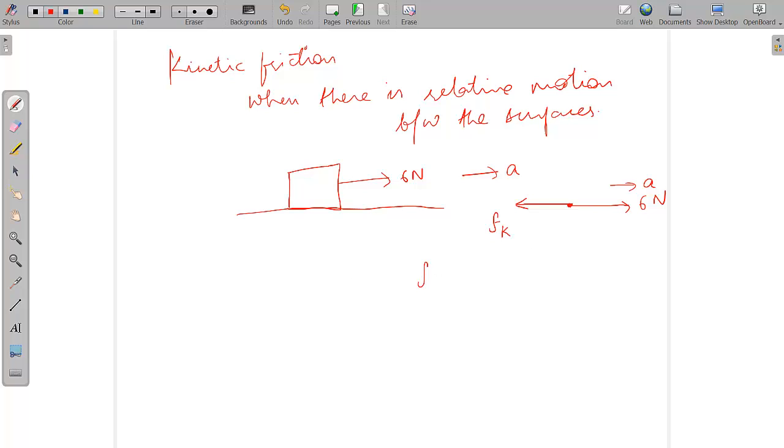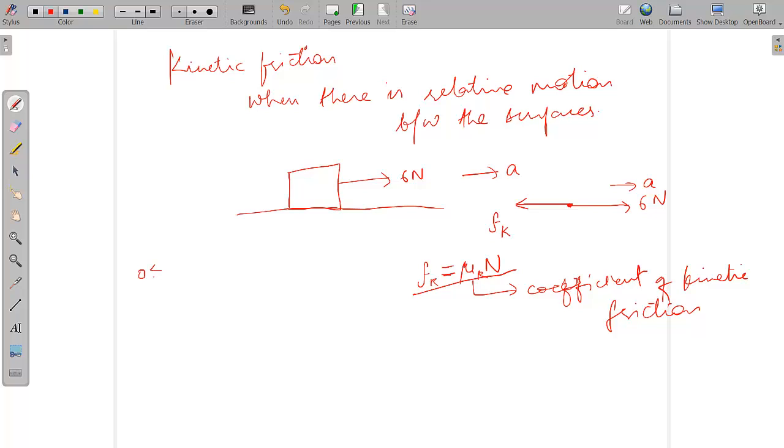Again, this frictional force will be written as mu into N. Same formula, but this will be the coefficient of kinetic friction. This is not going to change. This will be given for the surfaces. But static friction may vary from anything from 0 to the maximum value, whereas this kinetic friction will always be a constant. The coefficient of kinetic friction will be given there. Now one thing you have to know is the coefficient.